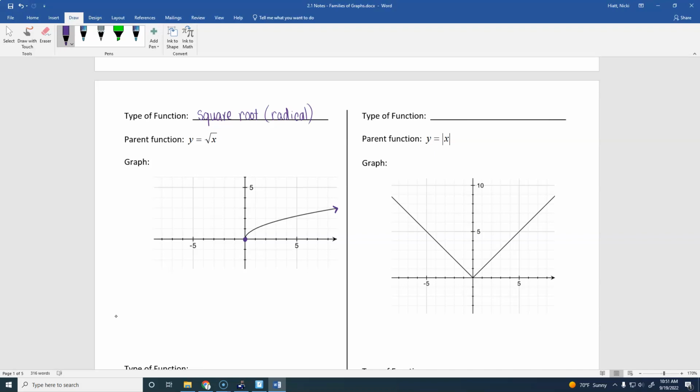Okay. What's the V shape? That's absolute value. We'll use this one some, but this is one that's really focused on in Math 3, so it won't be our main focus, but you'll see them some.